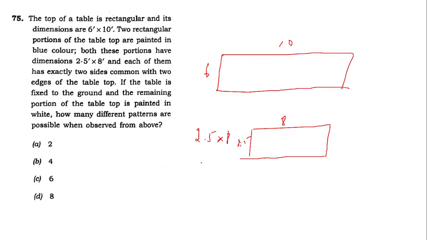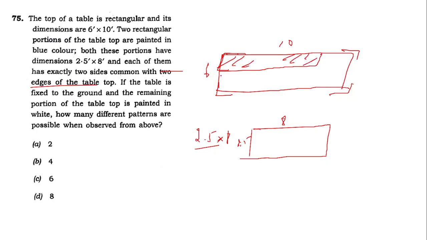And each of them has exactly two sides common with two edges of the tabletop. This is very important, which means they have to be here or here or here or here. If the table is fixed to the ground and the remaining portion of the tabletop is painted in white, how many different patterns are possible when we observe from above? Since it is 2.5, we can take 2.5 till here and go till here. This is one pattern possible.